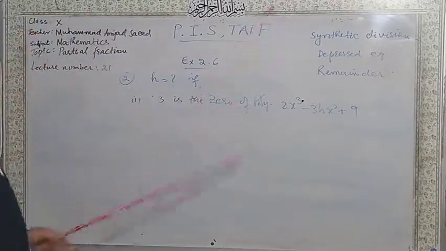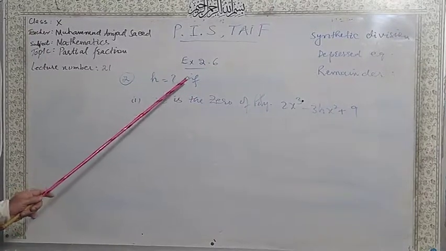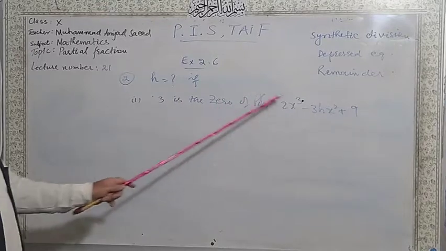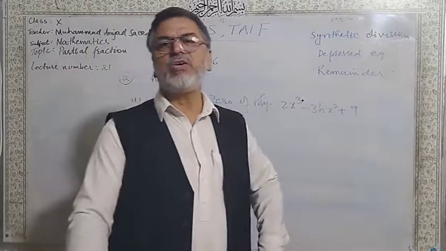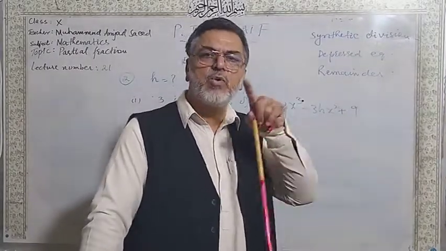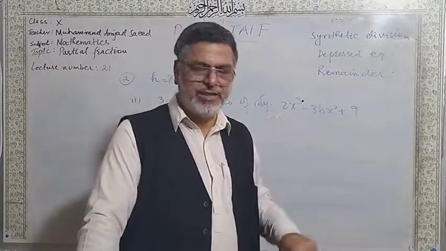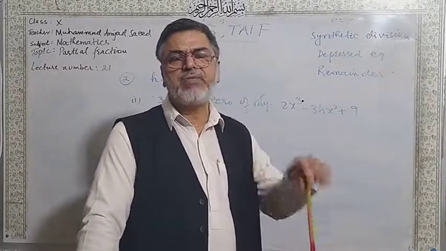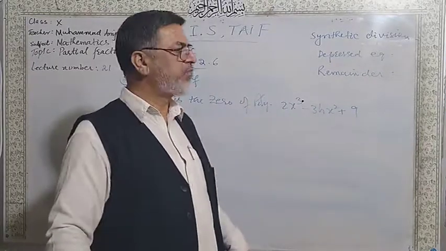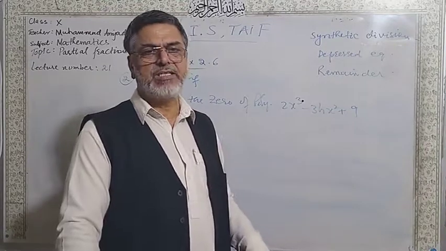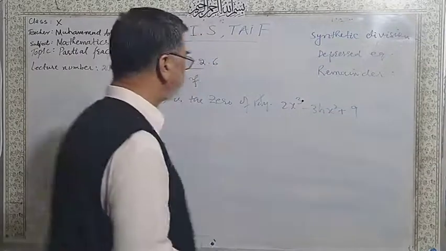Yes, my dear students, here is the new thing. You have to find the value of h if 3 is the zero of the polynomial. Remember that 3 is the zero of the polynomial means 3 is the root of the polynomial, 3 is the solution set of the polynomial, 3 is a member of the solution set of the polynomial. So if 3 is the root or zero of the polynomial, then the remainder is always equal to 0.